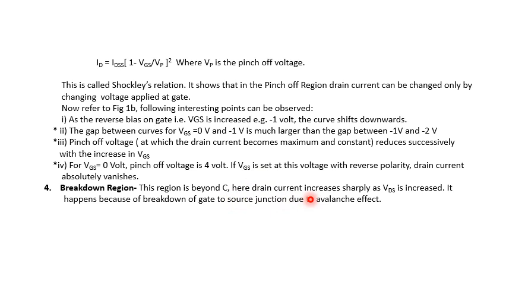And again, the breakdown region is at the end of the characteristic. At this point, due to a very high value of reverse bias across the PN junction, as discussed earlier, which gives rise to the wedge-shaped depletion layer, for very high values of VDS the depletion layer becomes too large, and when the reverse bias is very high, then avalanche effect occurs, and there is a breakdown of the gate to source junction.